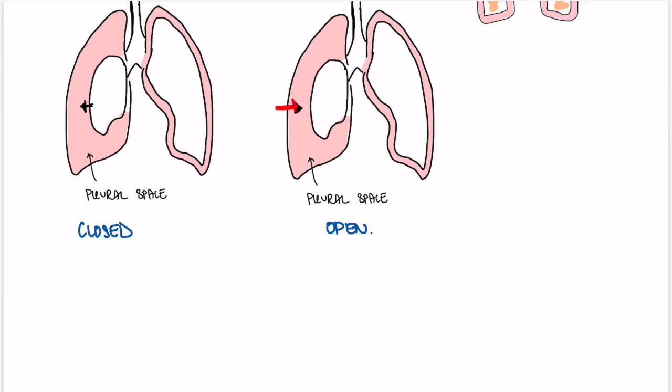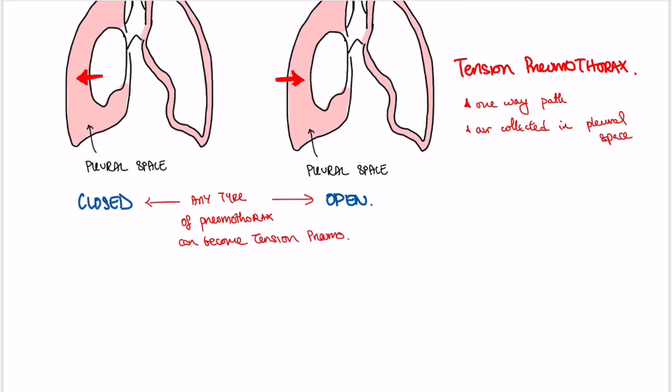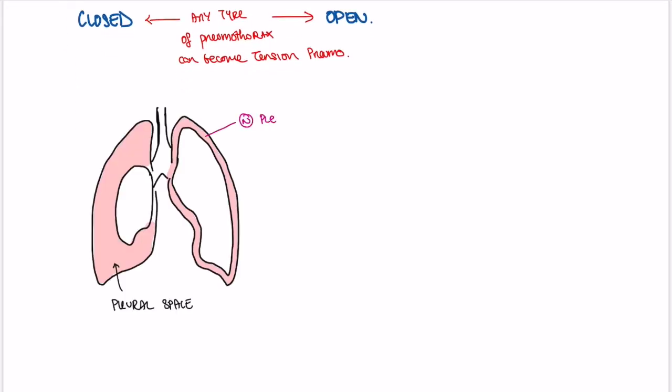Sometimes a situation can occur when there is only a one-way movement of air, and that is known as tension pneumothorax. It is defined as a one-way path where air gets collected but never leaves. Basically, your pleural cavity gets inflated like a balloon, and that's not good. This is a medical emergency and is life-threatening. Any type of pneumothorax can lead to a tension pneumothorax, and it's basically where air does not escape from the pleural space. Let's take a look at its pathophysiology.